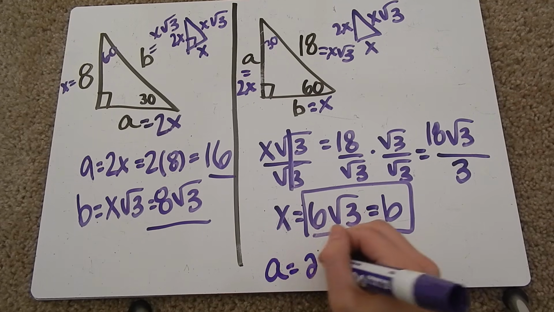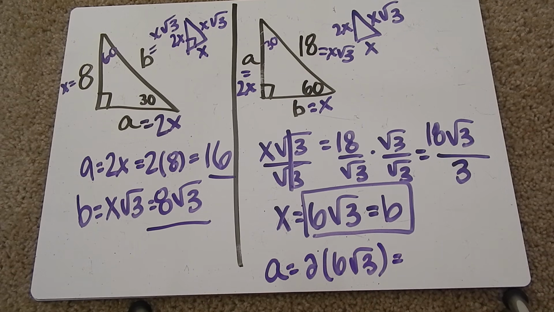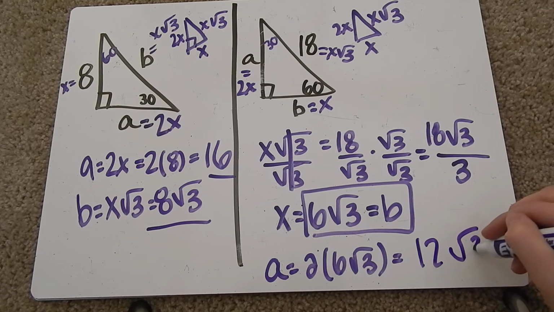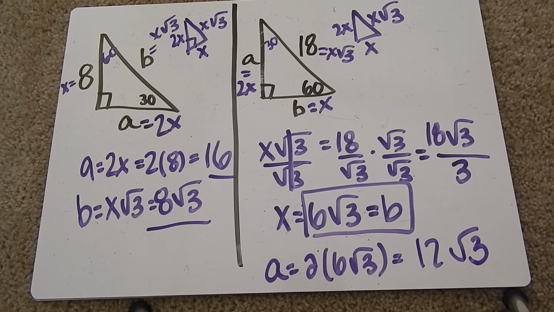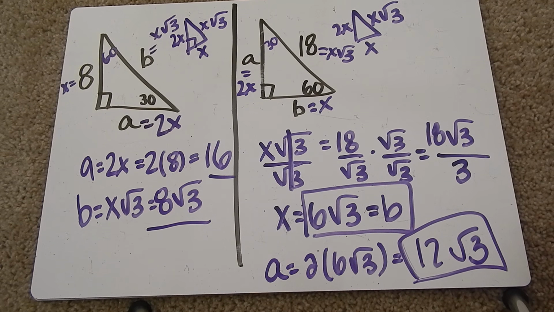A is just 2 times all of that. And when we multiply these together, all we do is multiply the whole numbers. So we get 12. And you just stick that square root of 3 right back on there. It doesn't go anywhere. And so that is A. And those are our two answers. So as long as you remember the pattern and you set the numbers equal to whatever is in the pattern, then you can find everything you need in these problems.